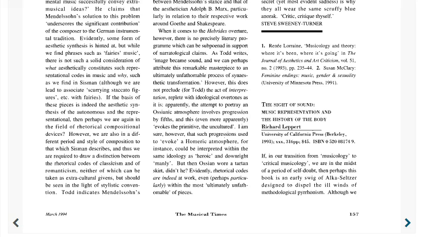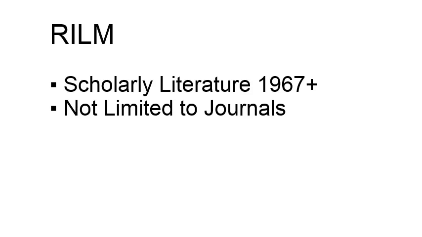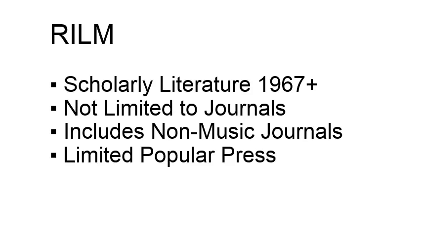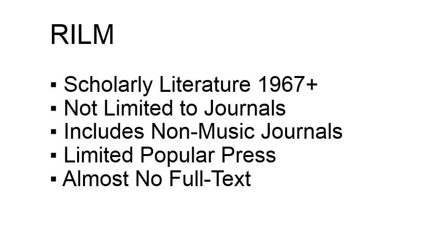To summarize RILM, it has thorough indexing and abstracting of scholarly literature on music after 1966 and contains much more than journal articles. It also contains music articles in non-music journals. It has some indexing before 1967, but without abstracting. It has limited coverage of the popular press in music. A rough test indicates it has about 1% of what we can find in Music Index. It also has very little full-text access. Practically speaking, it has none. You will need to depend on Article Linker and other resources like library catalogs.